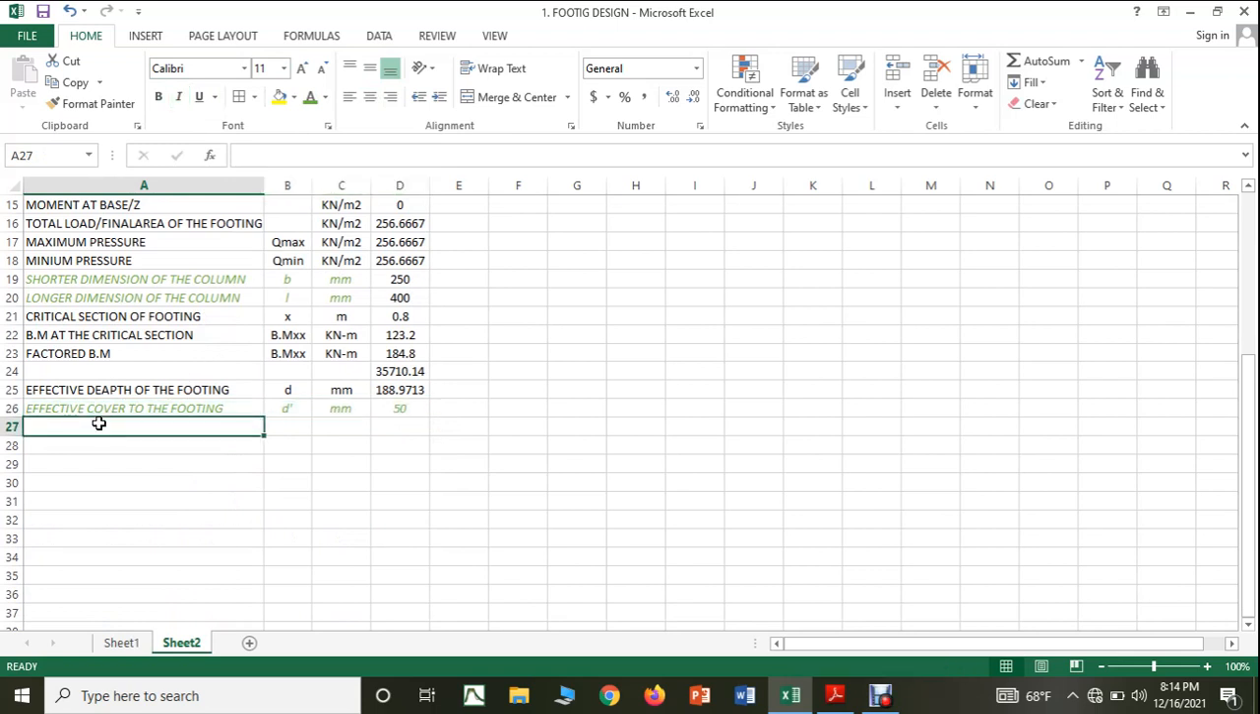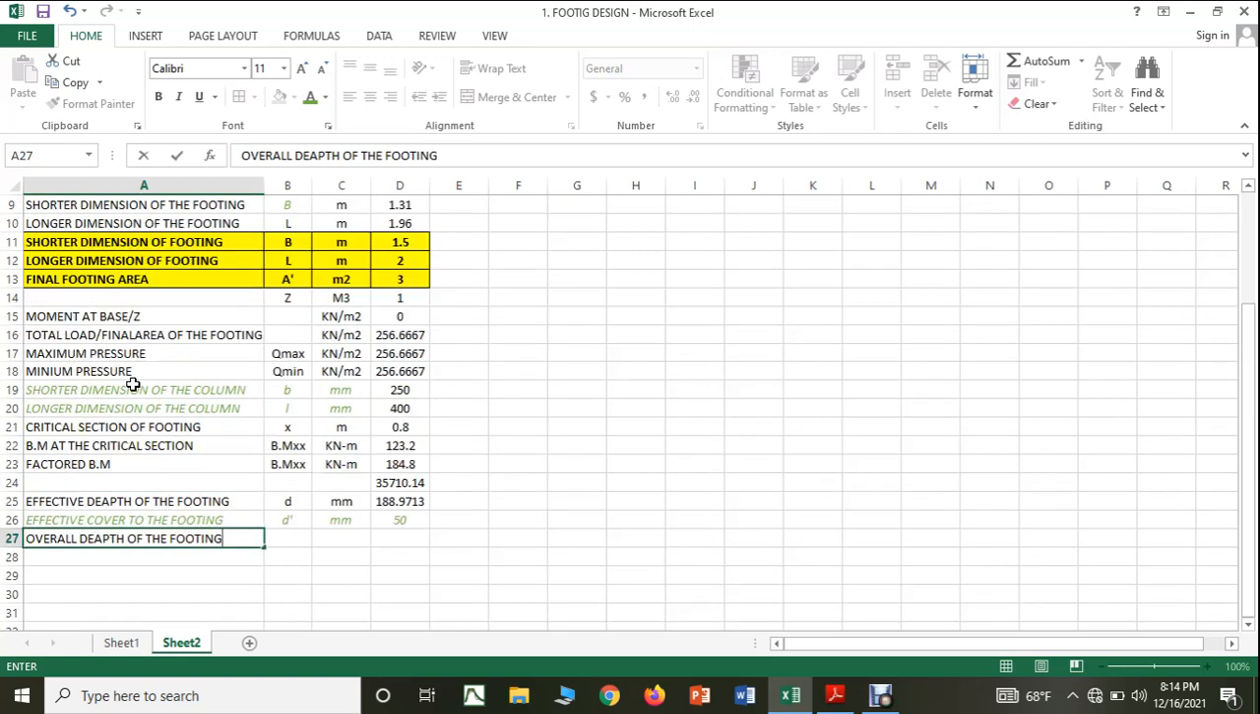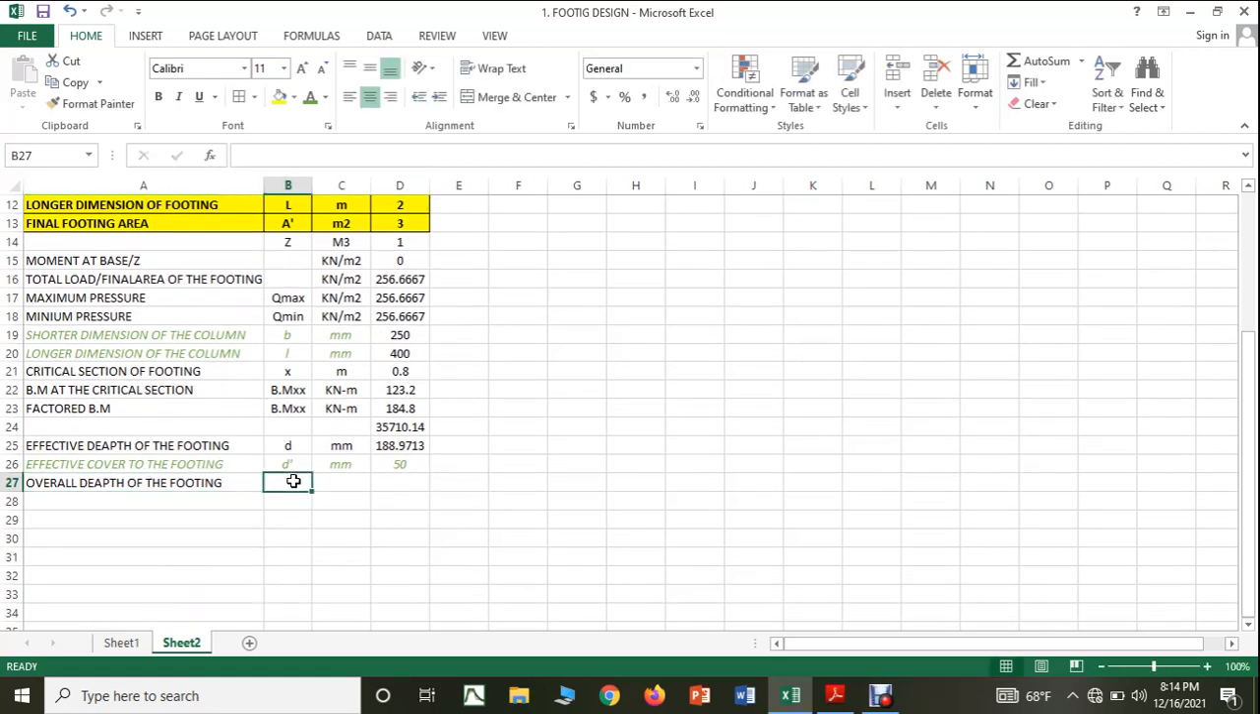Then after that, I will get the overall depth of the footing. The overall depth of the footing will be given by capital D, in mm, and I can give it as equals to this plus this. That will give you the overall depth.